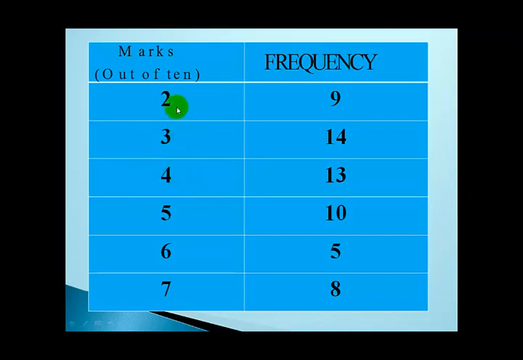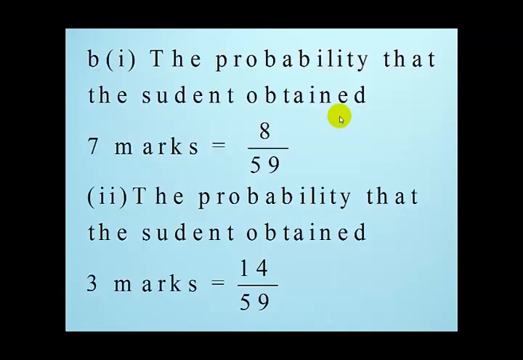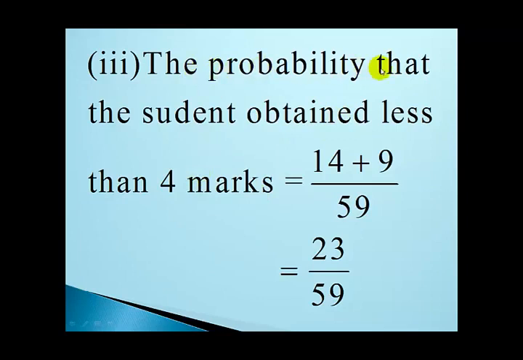That means it's 3 marks and 2 marks. And the number of students who had 3 marks is 14. And the number of students who had 2 marks is 9. So the number of students who had less than 4 marks is 14 plus 9. So the probability that the student obtained less than 4 marks is equal to 14 plus 9 divided by 59. And 14 plus 9 is equal to 23. So this is equal to 23 divided by 59.